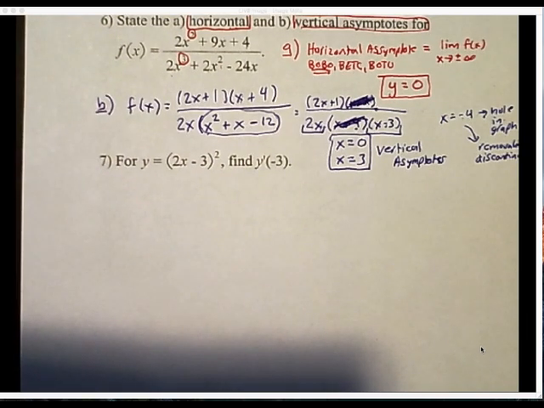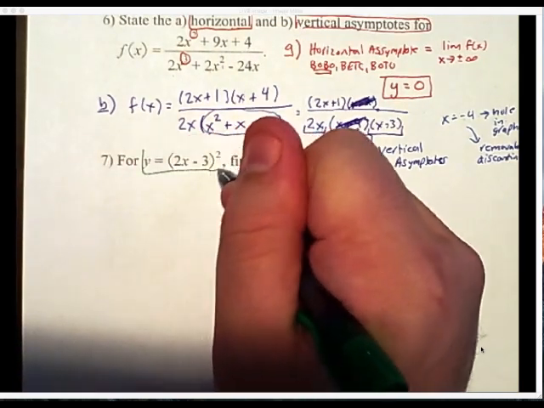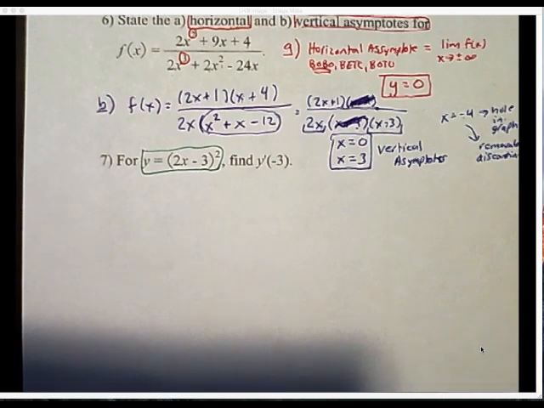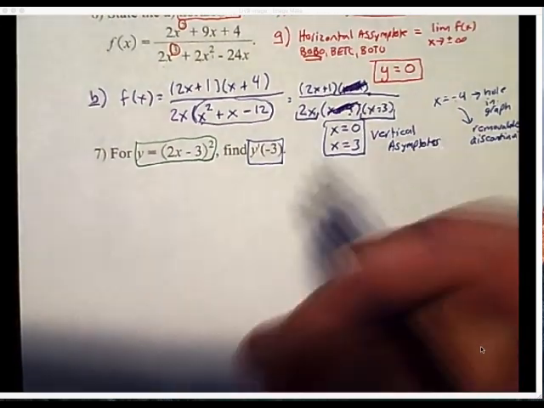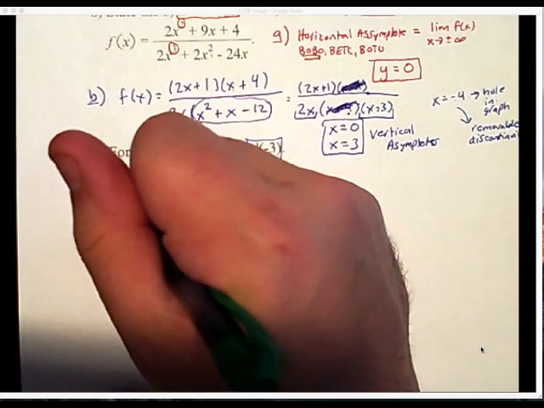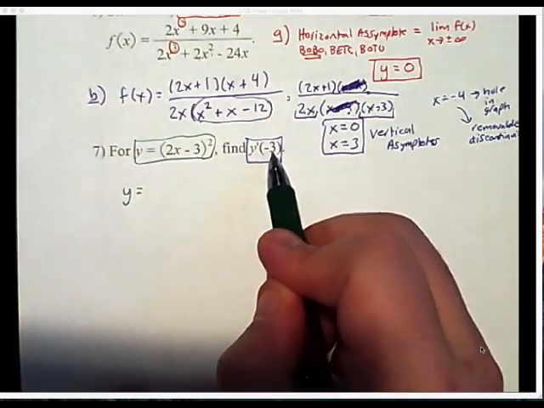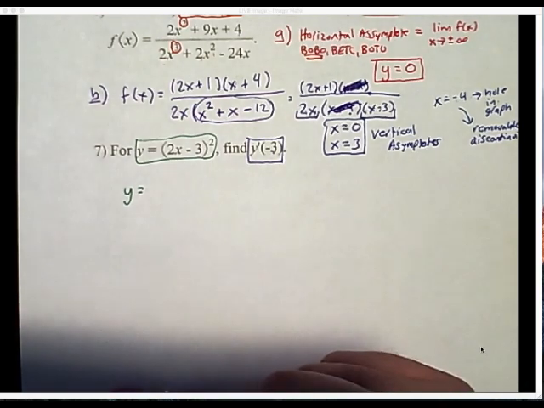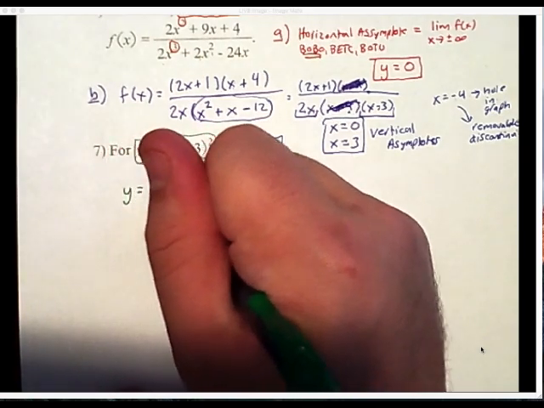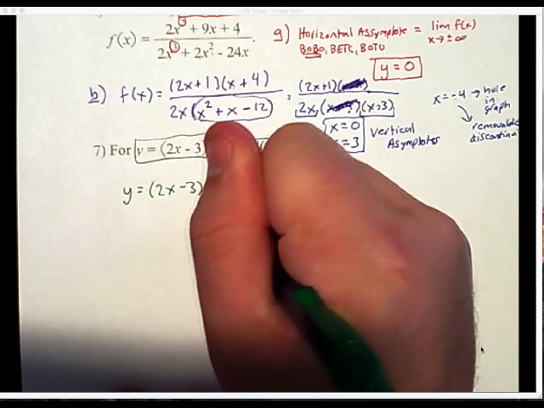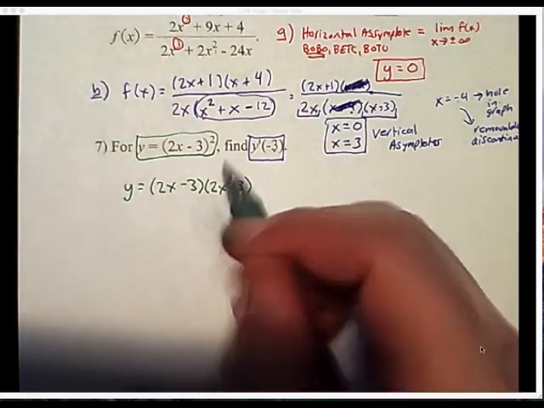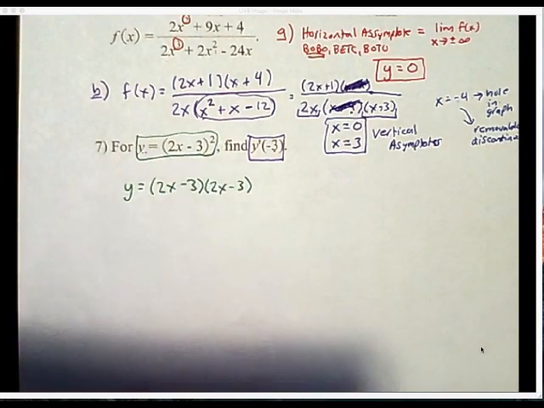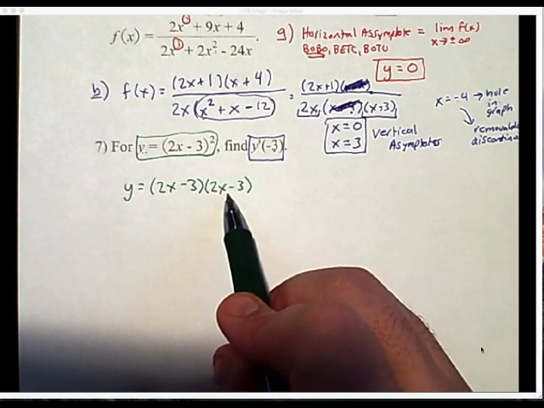Now number 7. I say, okay, here's my function. And I want to find the derivative, but evaluated at -3. So before we can even take the derivative evaluated at -3, I first have to figure out what the derivative is. But there is a shorter way to do this that we'll learn eventually. That's called the chain rule. But for now, what does y equals this thing squared mean? It means this times itself twice.